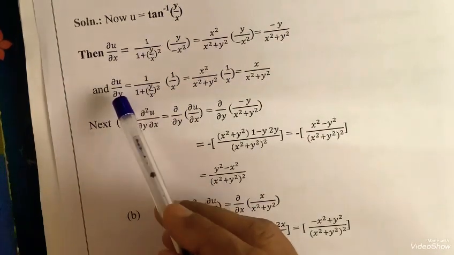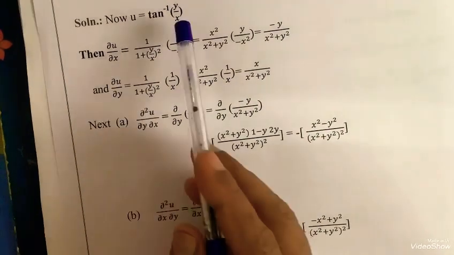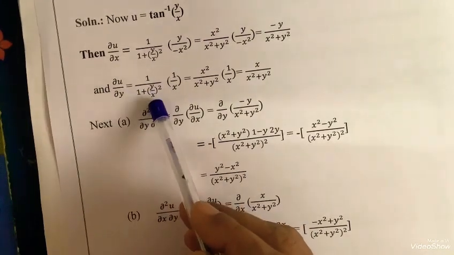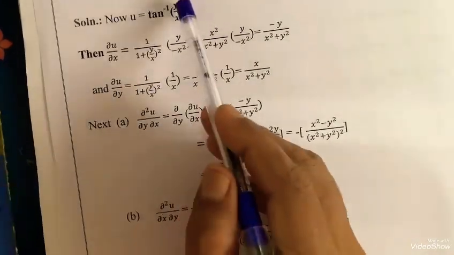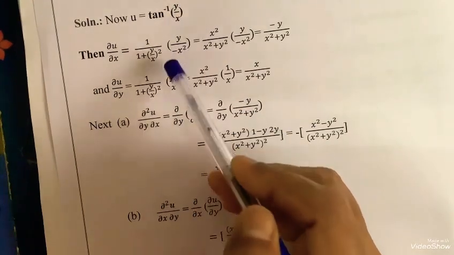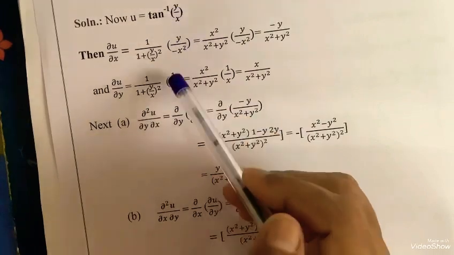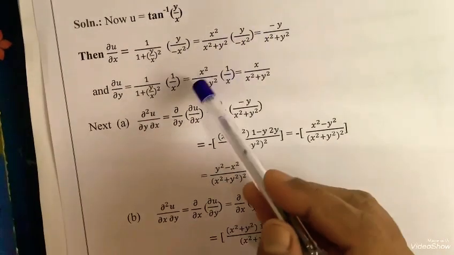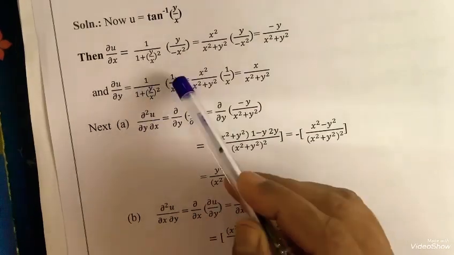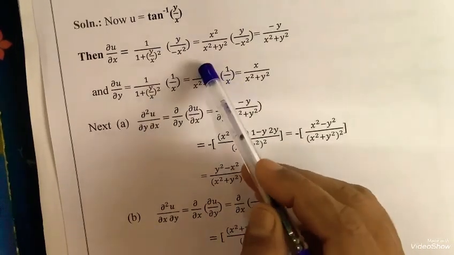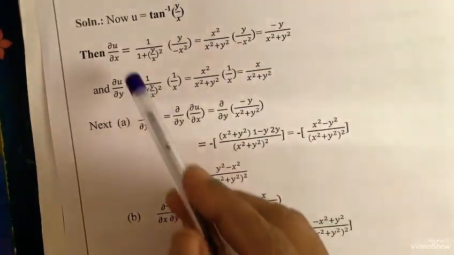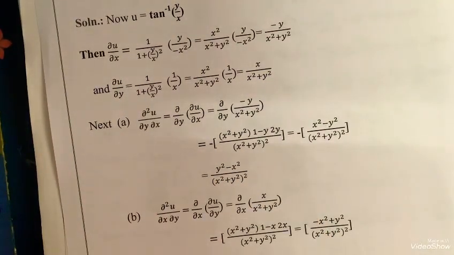Then dou u by dou y, again differentiate the same with respect to y. It is 1 upon 1 plus y upon x whole square, into the differentiation of y by x with respect to y. That time 1 by x is constant, and differentiation of y is 1. So you get x square upon x square plus y square, into 1 upon x. The x and x cancel, giving x upon x square plus y square. So you have got dou u by dou y and dou u by dou x.